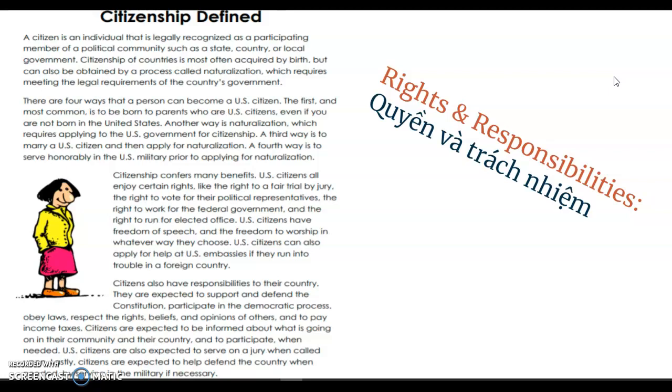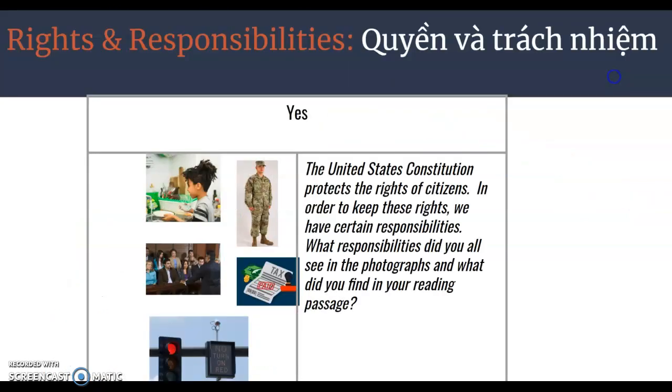Citizens are expected to be informed about what is going on in their community and their country, and to participate when needed. The United States citizens are also expected to serve on a jury when called upon. Lastly, citizens are expected to help defend the country when needed by serving in the military if necessary.